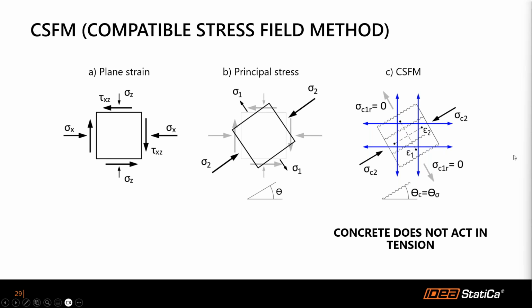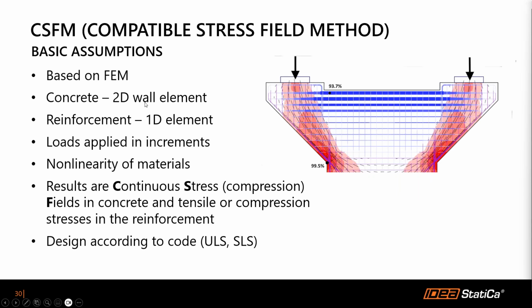And using CSFM, the stress on the same element in the picture on the right, concrete compresses with the sigma C2, but concrete in tension is neglected. Therefore, sigma C1, the tensile stress, is 0. So how do we transfer all of the tension in the model? We need to use the reinforcement, which in this picture is represented by the blue lines. And that is why the concrete must be reinforced in Detail application. So if I were to sum it up a little bit, the method is based on a finite element method.